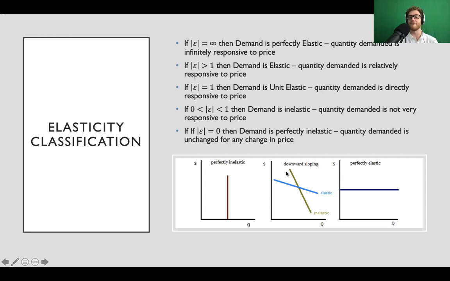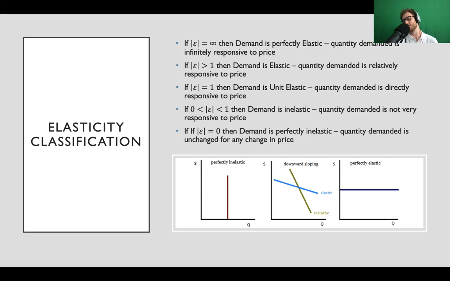And if the absolute value of elasticity is between 0 and 1, then your demand is inelastic. The quantity demanded is not very responsive to price. Over here, we have another example. You see how the quantity doesn't change very much, even though the price drops a lot. That's inelastic. If your elasticity is equal to 0, then demand is perfectly inelastic. The quantity demanded is unchanged for any change in price.